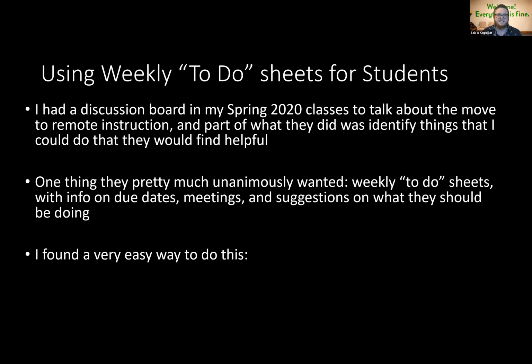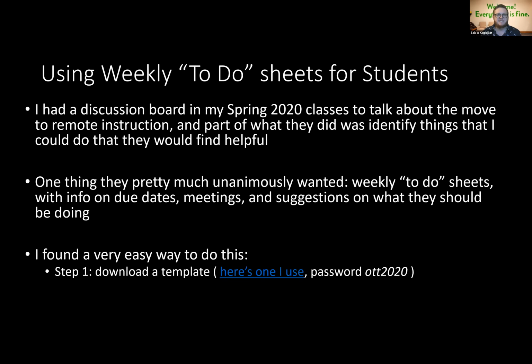So here's the very easy way to do this. First, just download some kind of to-do list template. So here's one that I use with the sample one that I'll show you on the next page. You can click on that, use the password OTT, Online Teacher Training 2020, and you can download it and look at it. And the second thing, just update and post these each week, maybe in your to-do list module where you could just have the weekly to-do list for students to look at. And you might even consider emailing it out to them.